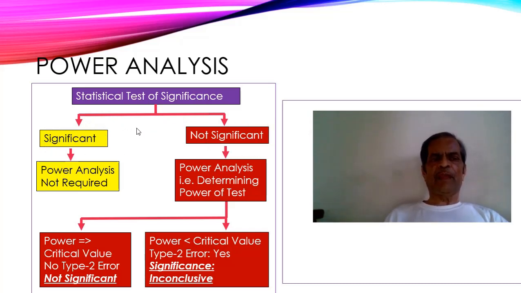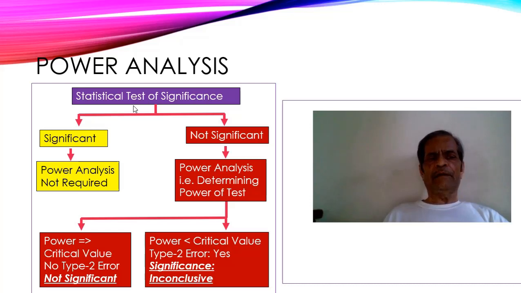Now, if the result is declared as statistically significant, the power analysis is not required at all, because power analysis is required to be done when the result of the statistical analysis shows that it is statistically not significant. So power analysis is nothing but determining the power of the test when we find the difference as statistically not significant.